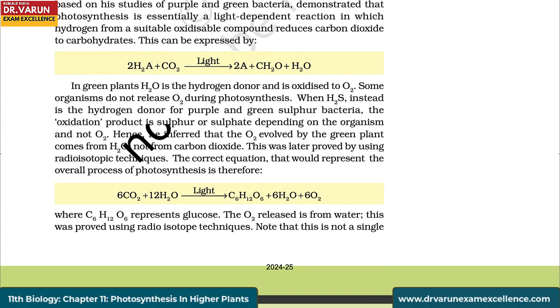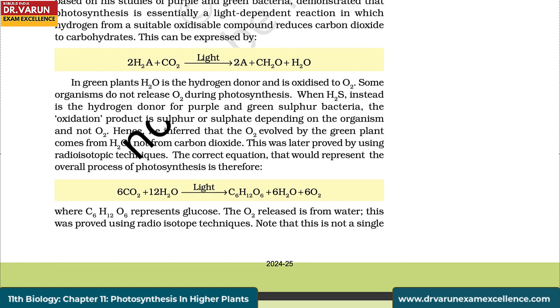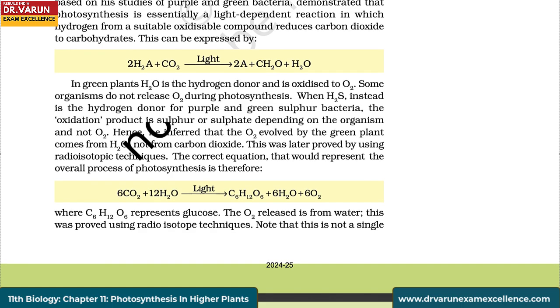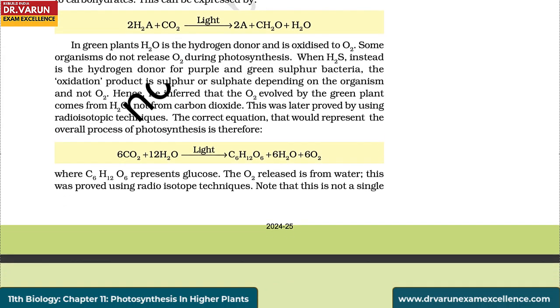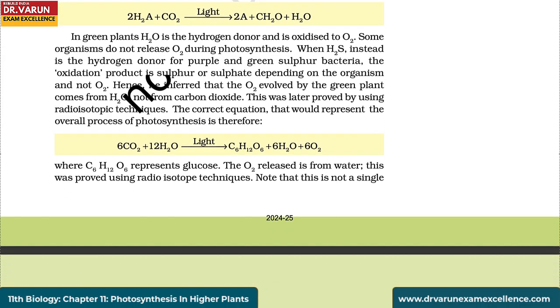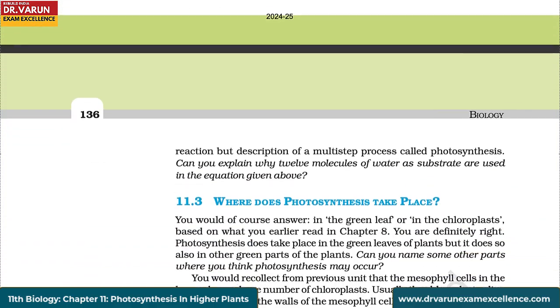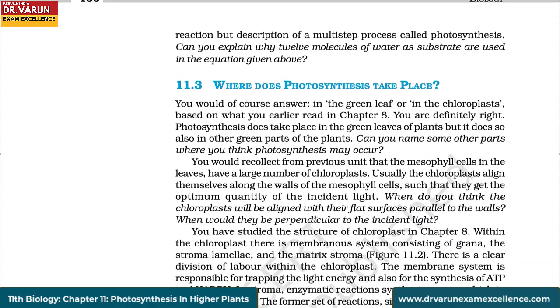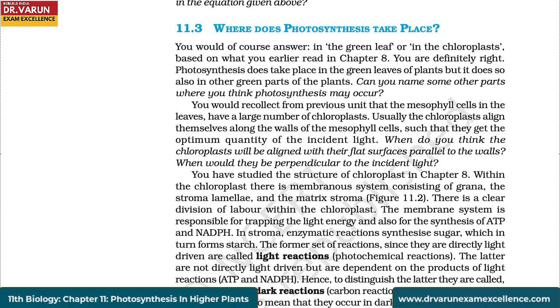The correct equation that would represent the overall process of photosynthesis is therefore 6CO2 plus 12H2O, in the presence of light, gives C6H12O6 plus 6H2O plus 6O2, where C6H12O6 represents glucose. The oxygen released is from water. This was proved using radioisotope techniques. Note that this is not a single reaction but a description of a multi-step process called photosynthesis. Can you explain why 12 molecules of water as substrate are used in the equation given above?